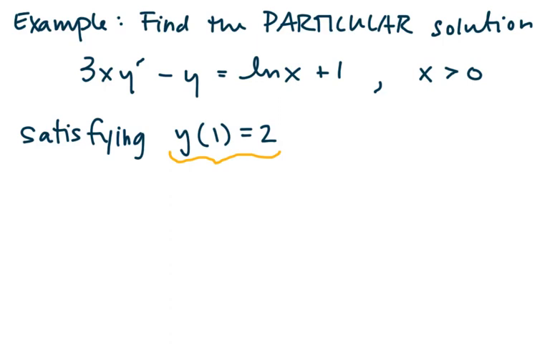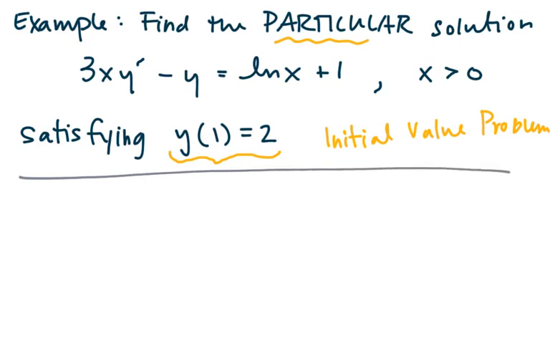So when we see those words particular or we have an initial condition, we know this is what we might call an initial value problem. Okay? So it's particular. We have this initial condition. So we're going to run through the same steps we've done before. We're going to find the standard form for this equation. Then we'll determine v so that we can multiply by v. And then finally we'll integrate.